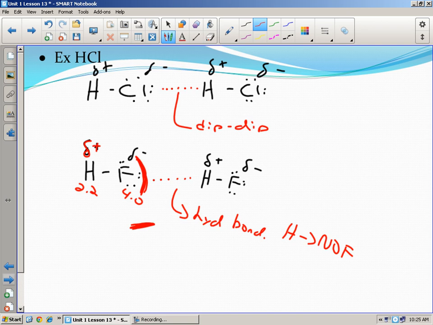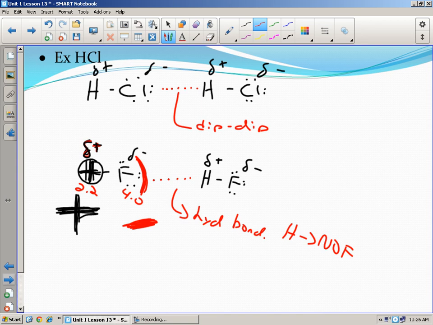You have that partial positive. Plus, don't forget, what's left around hydrogen? A bare positive nucleus, because that electron is spending more time around fluorine. So if you want to think of it this way, bare positive nucleus plus partial positive, you've got a very positive end. And you have a very negative end on this particular molecule.